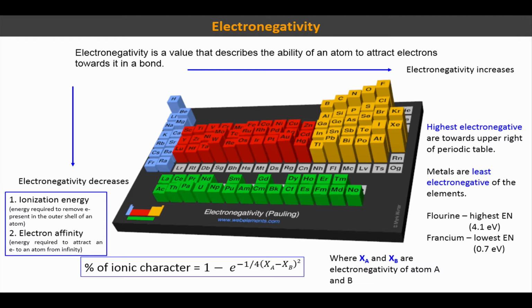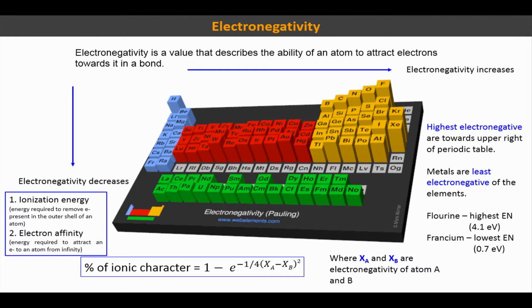If you see this presentation, there are some blocks present for the different elements in the periodic table. This is basically the value of electronegativity of the different elements in the periodic table. If you want to define electronegativity, it is the value that describes the ability of an atom to attract electrons towards it in a compound or in a bond.